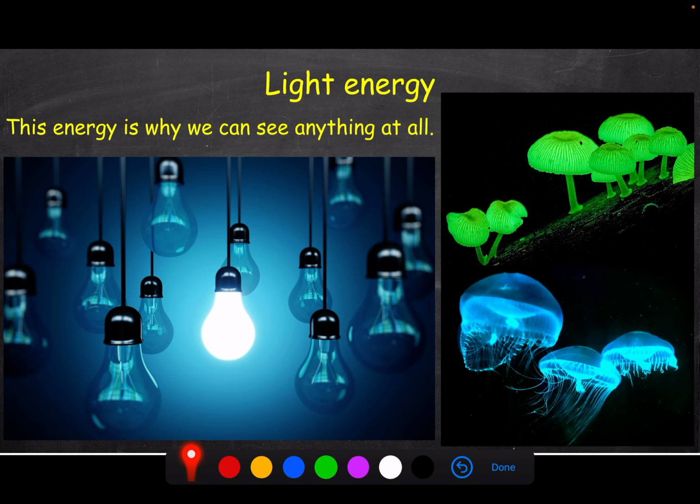One such source is bioluminescence, which is light emitted from living organisms. For example, this mushroom is emitting a very cool looking green light, and these jellyfish are also emitting a very pretty blue light. Usually living things that have bioluminescence live in very dark places where there's no light from other sources, so they generate their own light.